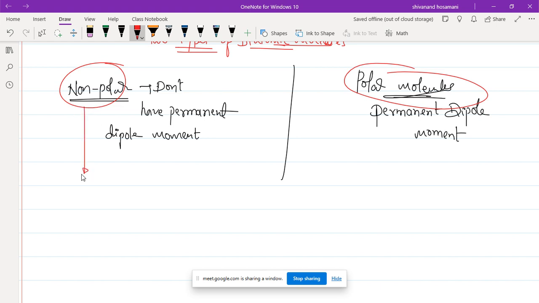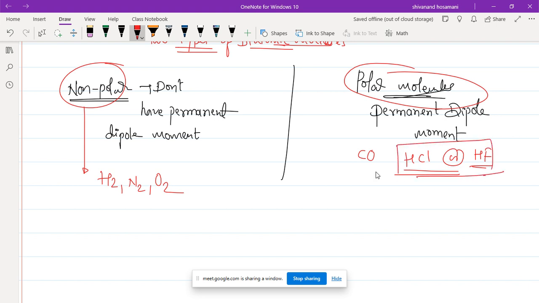Examples of non-polar molecules are H2, N2, then O2. These are non-polar molecules. In case of polar molecules, they are taken as CO, carbon monoxide, HCl, or HF, hydrogen fluoride, which are microwave active. These do not show rotational spectra, but these will show rotation spectra.